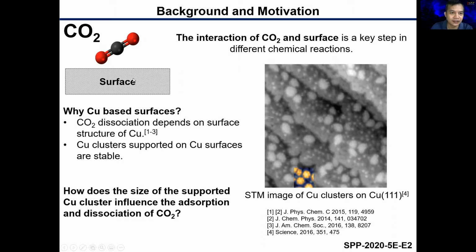Previous work showed that the dissociation process of carbon dioxide on copper surfaces is influenced by the type and by the surface structure. Interestingly, a recent experimental study demonstrated that it is possible to synthesize stable two-dimensional copper clusters supported on copper surface. With reference to these previous works, we aim to determine the influence of cluster size of such structures to the adsorption and dissociation of CO2.